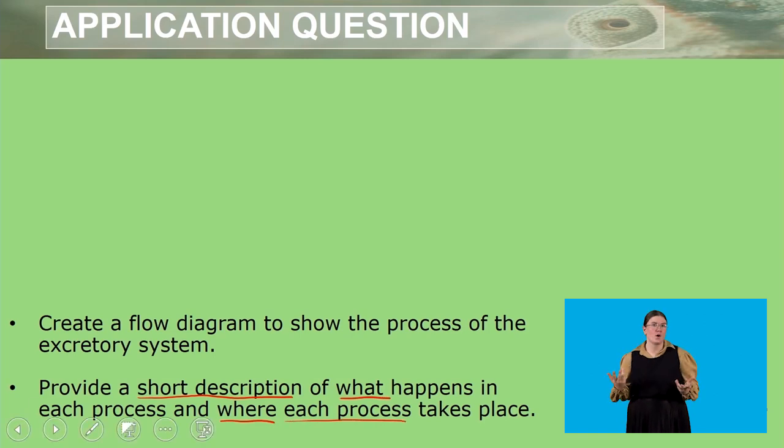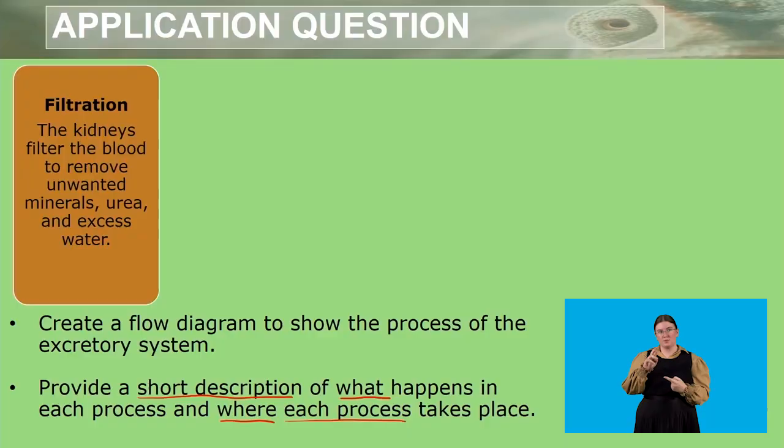So we know that the first process involved in the excretory system is filtration. This process takes place in the kidneys, and here the kidneys filter the blood. Keyword here would be to filter the blood to remove unwanted minerals, urea, and excess water.